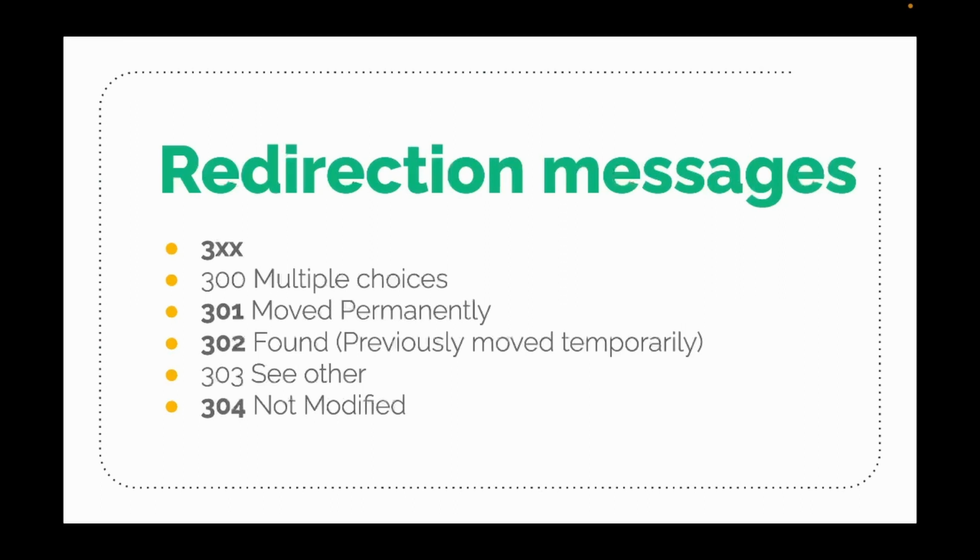301 is moved permanently. So the URL you are trying to access is now changed to another URL, and when the server responds with 301, it will return the new URL as well. 302 is temporarily moved. 303 see other. 304 not modified. So if you keep requesting the same resource again and again, and if it is not modified, maybe some cached objects, it can return that the content is not modified.